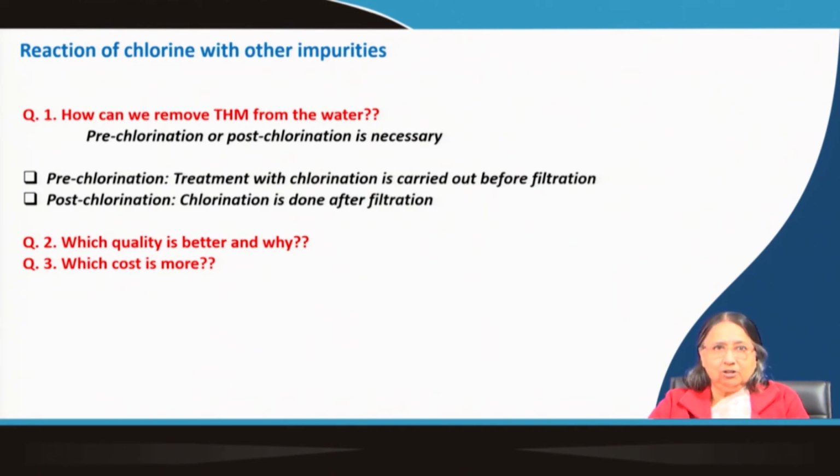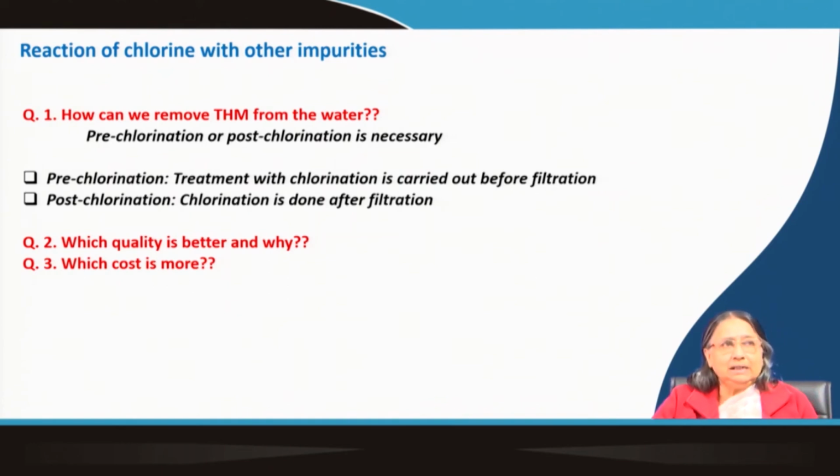And what is post-chlorination? Chlorination is done after filtration. First we remove the organic materials, then we do the chlorination. Both ways it is possible. In one case we do the chlorination before filtration, in another case we do chlorination after filtration, after removing the organic matter. Okay. But there is some advantage, disadvantage. What is that?